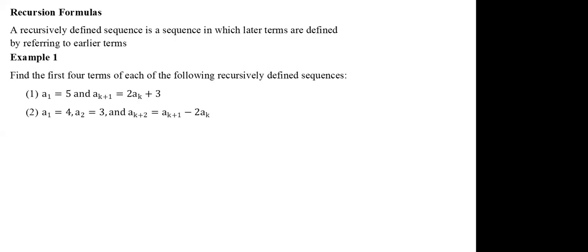Look at this example. Can you see my screen? Yes, sir. Okay. The question says, find the first 4 terms of each of the following recursive sequences defined by, look at the first question. We know our A1, our first term, and we also know the other term, A(K+1). I use K instead of N. You can use N if you like, but here I use K. Do you understand?